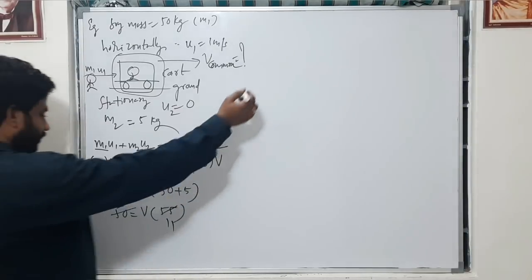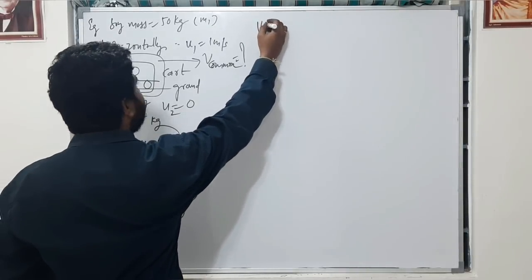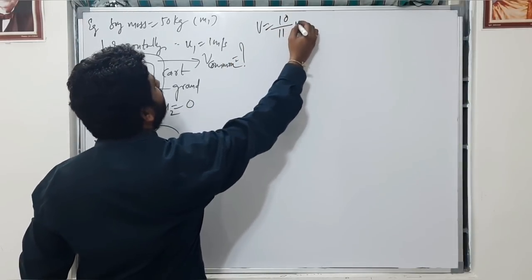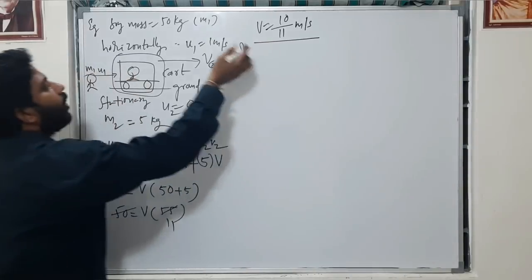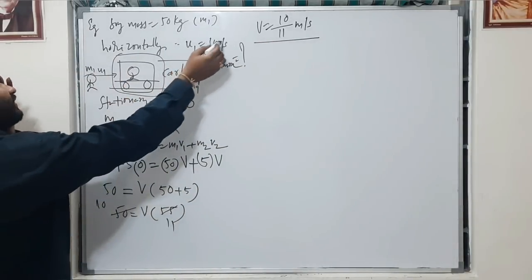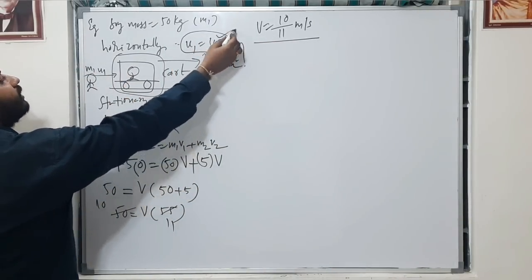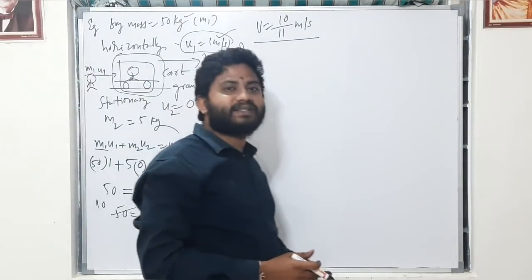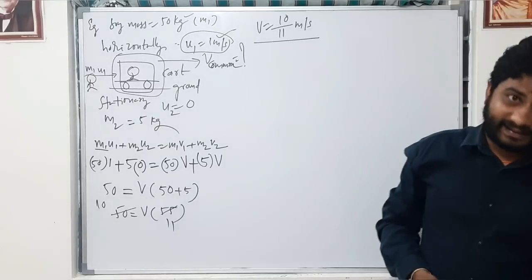What is the answer here? I have got the answer. V is equal to 10 by 11 meters per second, because all the units we had considered as SI units, meters per second, kilograms only. So that is how the questions will be asked based on combined velocity.